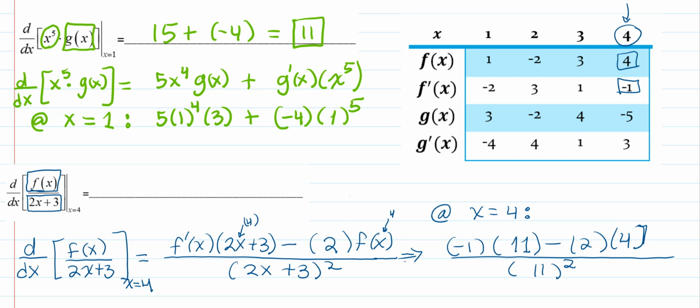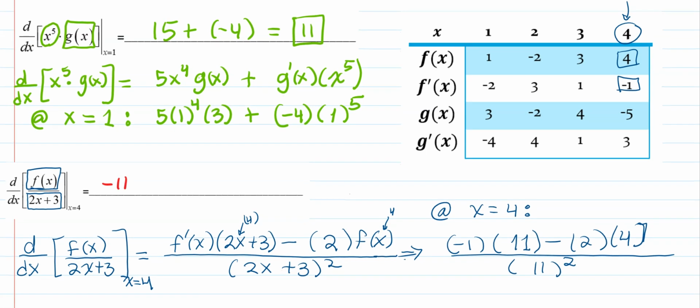Now we just go ahead and clean up our answer. So you will have -1 times 11 is -11, minus 2 times 4 is 8, all divided by 11 squared. 11 squared is 121. So the answer should be -19 over 121. And that is our final answer.